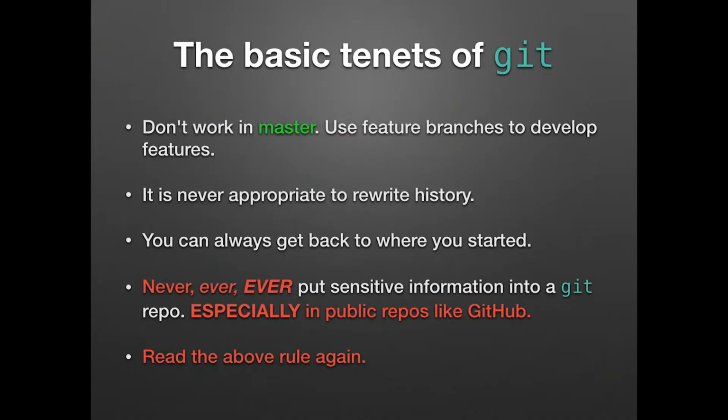Read that rule again. Do it one more time. Seriously, okay? This is one of the most important rules for GitHub and any public repo in general. Secrets are bad for code. Don't put them in there. You'll never get them back.